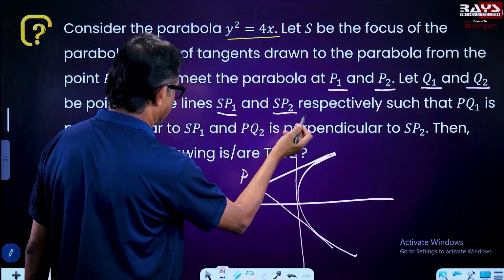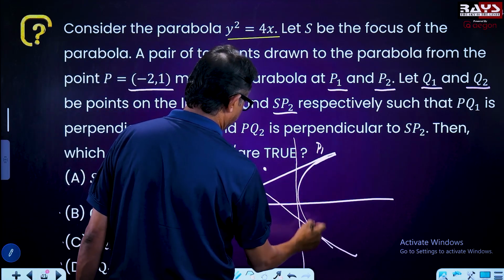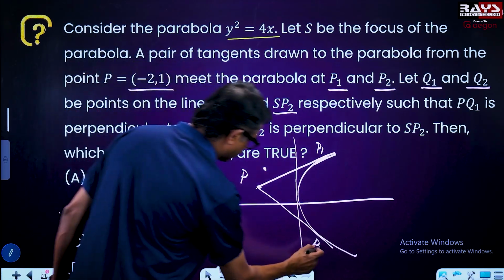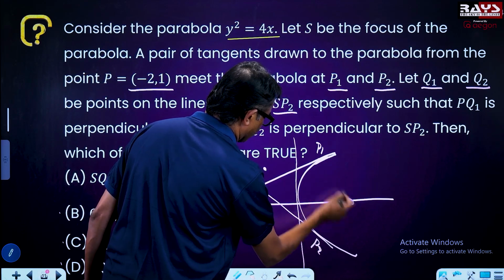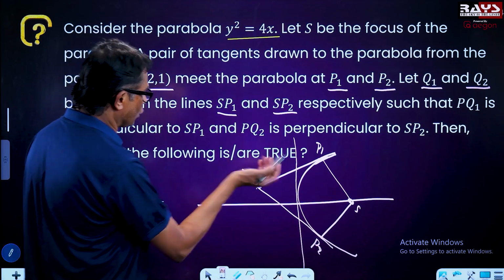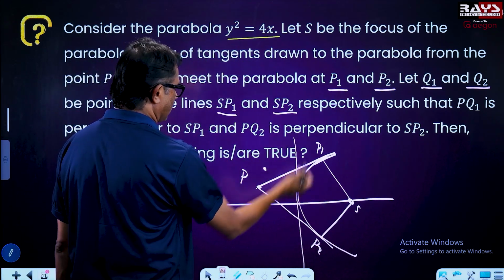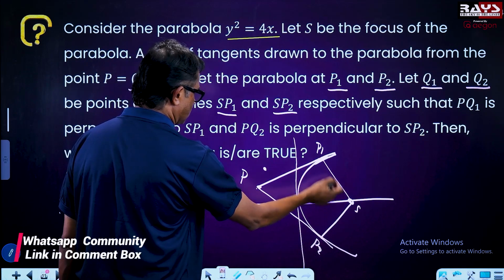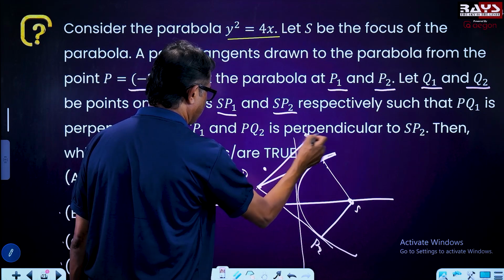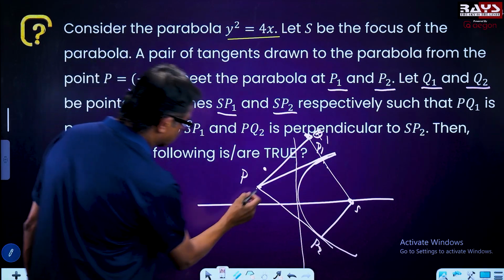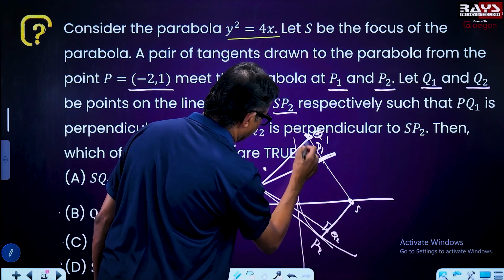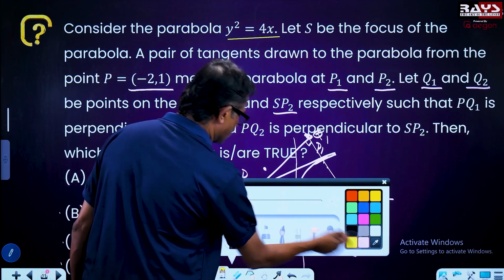The tangents meet the parabola at P1 and P2. So P1 is one tangent and P2 is another tangent. And suppose this is the focus. So we join SP1 and SP2. Q1 and Q2 are points on SP1 and SP2 where we draw the normal. Suppose this is Q1 over here. So we draw a normal PQ1, and suppose this is PQ2, and this is Q2. This is perpendicular and this is perpendicular.